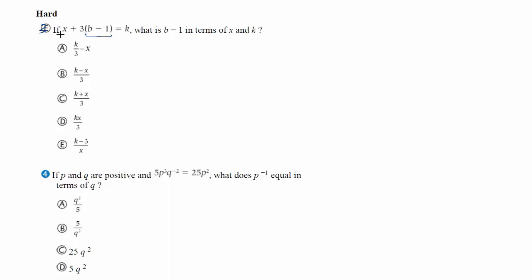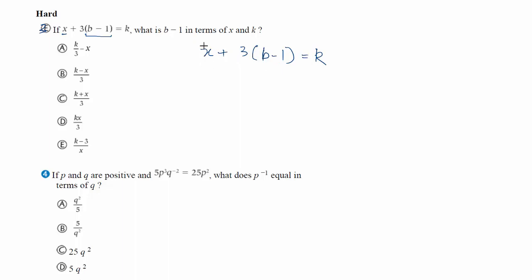So x is in addition with this, so we can subtract x from both sides. I'll write the equation first. You don't need to even write these equations, you just have to start here only, so that you can save a few seconds there also. So x plus 3 times (b minus 1) equals k. So we have to calculate b minus 1.